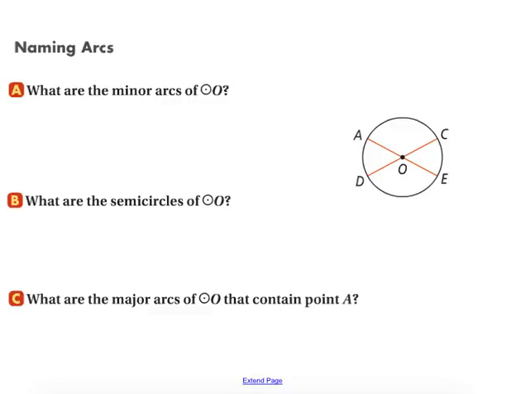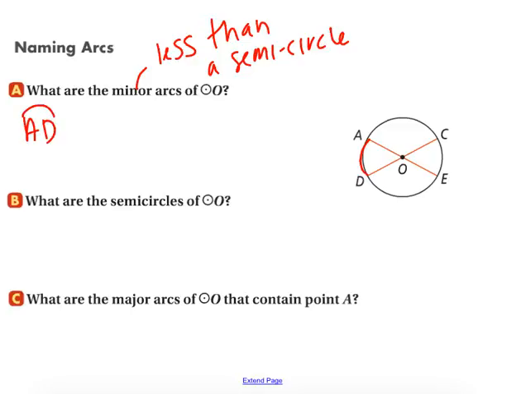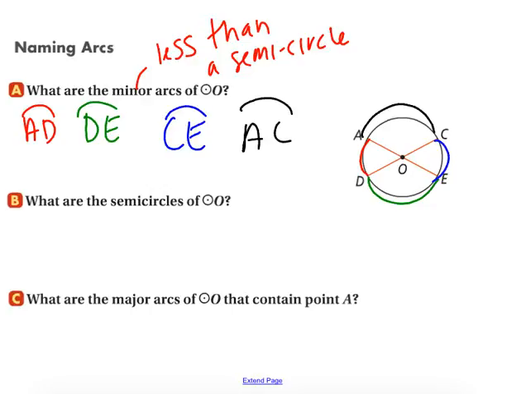It says, what are the minor arcs of circle O? Again, a minor arc is less than a semicircle. So here we are. AD would be one. Then DE is another one. CE. And AC. That about ends it for us.